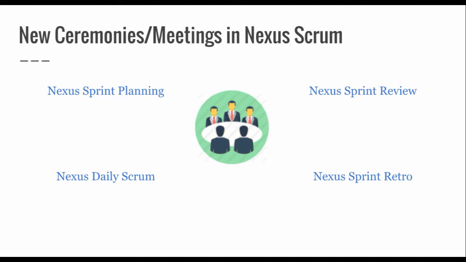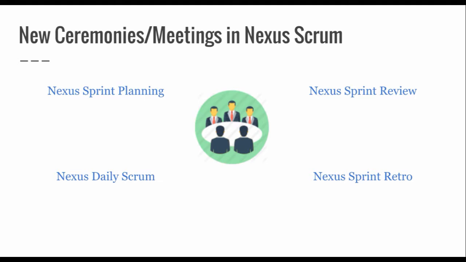Here are the ceremonies or meetings that are specific to Nexus Scrum. First, Nexus Sprint Planning, a master planning effort that creates a refined and prioritized backlog for the sprint. This backlog serves as a source for individual sprint backlogs. The second one is Nexus Daily Scrum. It's a daily stand-up meeting between the Nexus integration team and the Scrum team representatives to review progress and impediments.